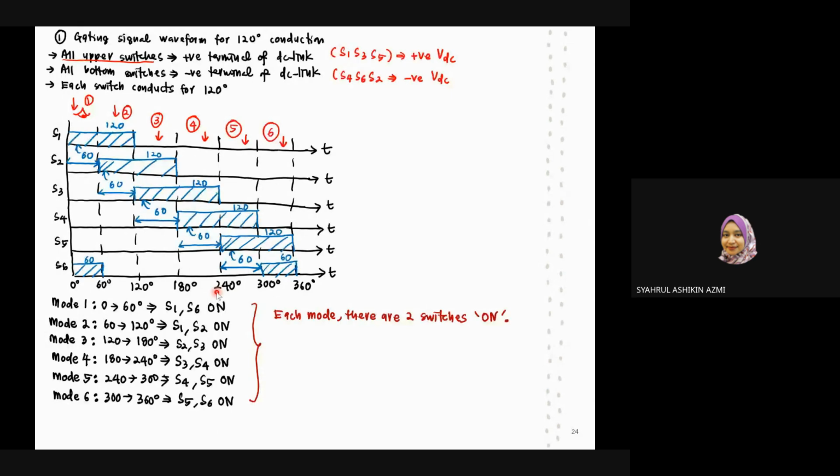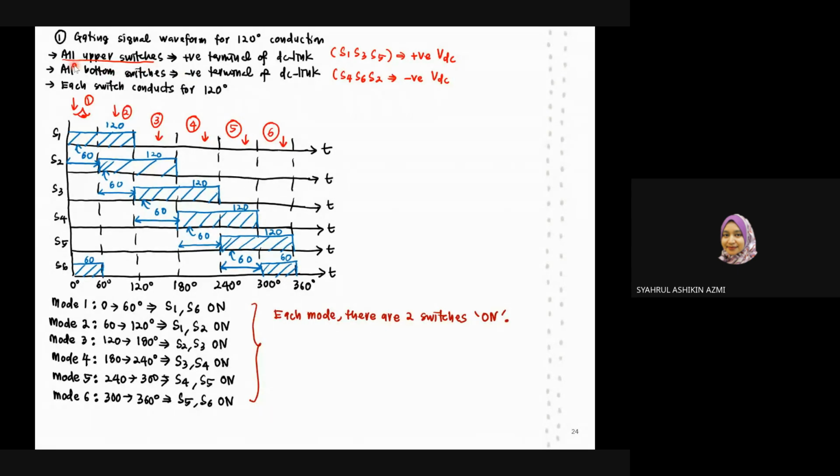That's what we need to do: some analysis to find the level for the line-to-line voltage and phase voltage for an inverter using 120-degree conduction. Okay, how to do that?